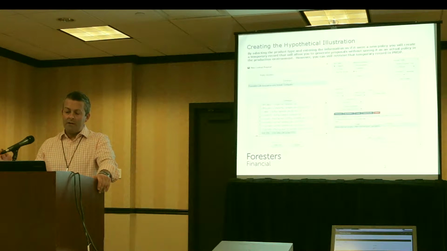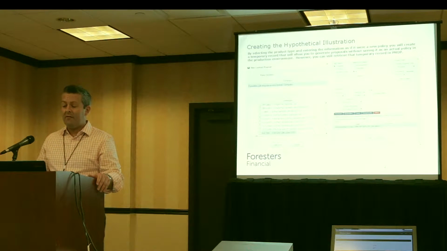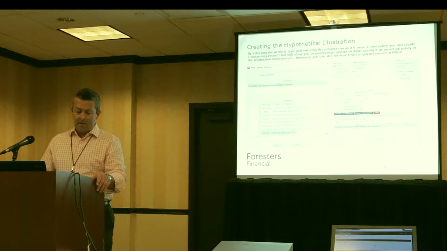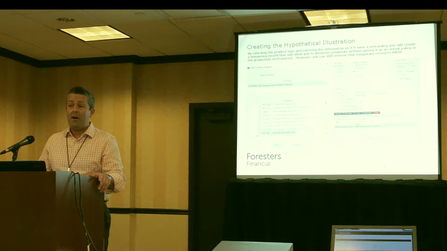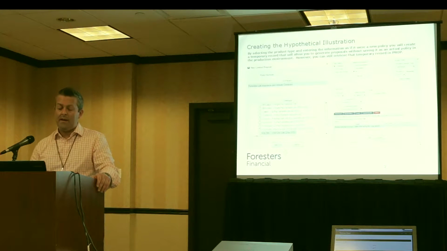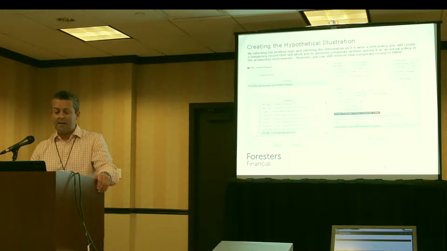So just in general, creating the hypothetical illustration, we can talk about a little bit here. It's basically like putting up a new policy within prop. By selecting the product type and entering the information as if it were a new policy, you'll create a temporary record that will allow you to generate proposals without saving an actual policy in the system. However, you can still retrieve that temporary record in prop and take a look at it. And basically, these are some of the screens. I apologize for the size, but you can only fit so much in the slide.